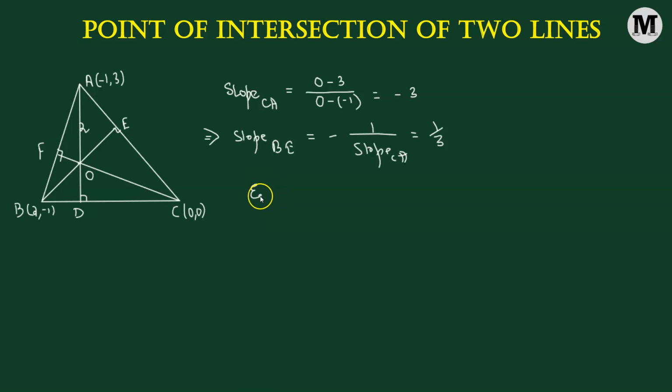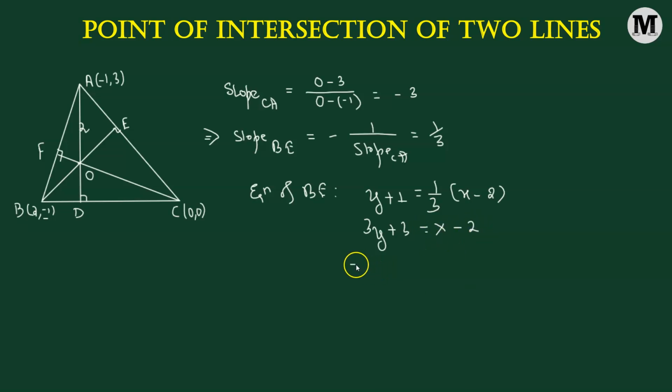So now we can find the equation of BE. Since BE passes through the point (2, -1), and we have the slope of BE, its equation is going to be y minus y1, where y1 is the y coordinate of B. So that's y plus 1 equals 1/3, the slope, multiplied by x minus the x coordinate of point B, so that's 2. So we get 3y plus 3, we're multiplying throughout by 3, equals x minus 2. So we get x minus 3y minus 5 equals 0. So we have obtained the equation of the second altitude BE: x minus 3y minus 5 equals 0.